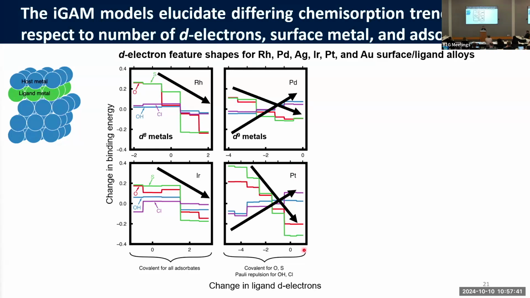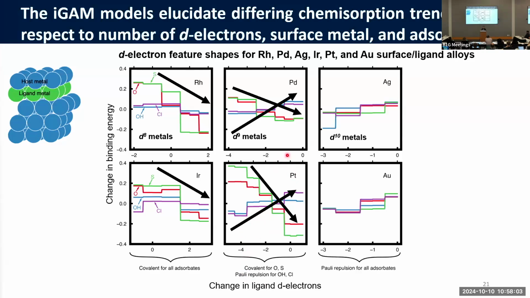And in the analysis, you can deduce that for covalently bound adsorbates like O and S, it's going to bind more strongly, and for more electronegative adsorbates like OH and Cl on these d9 metals, it's more dominated by Pauli repulsion, so it's going to bind more weakly. So that comes out of the feature shape. And then for silver and gold, which are noble metals, it doesn't matter which adsorbate you have, they all will bind more weakly as the ligand metal becomes more noble because of increasing Pauli repulsion.